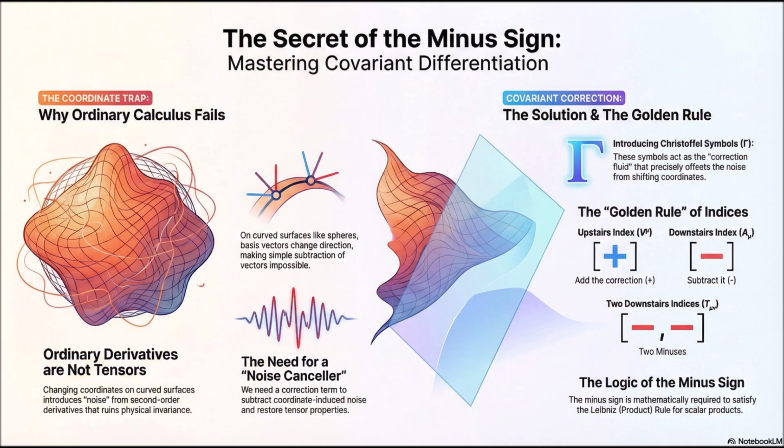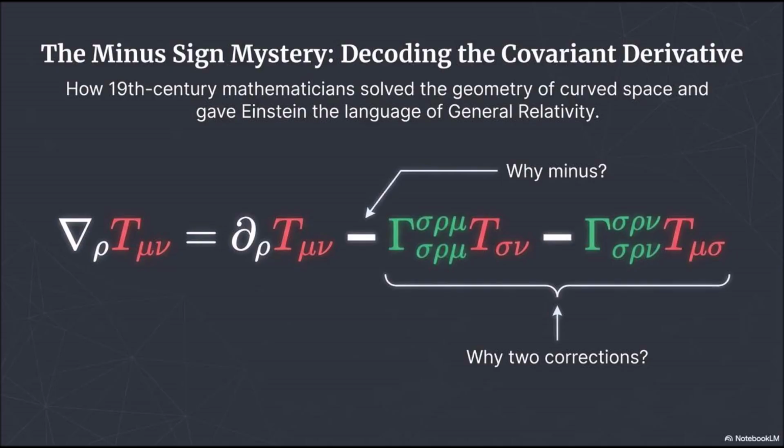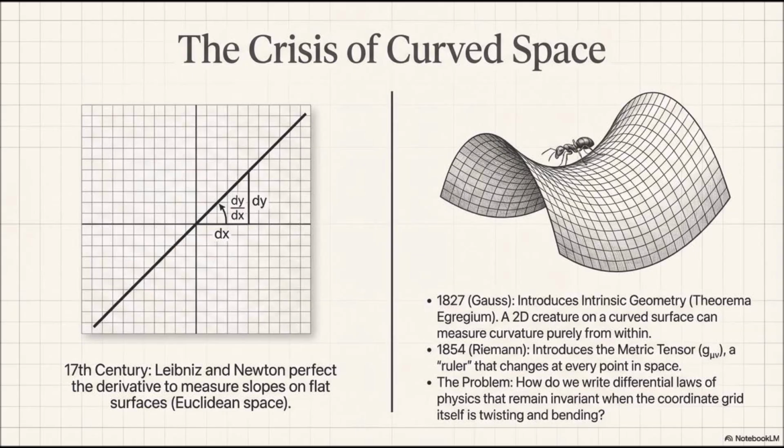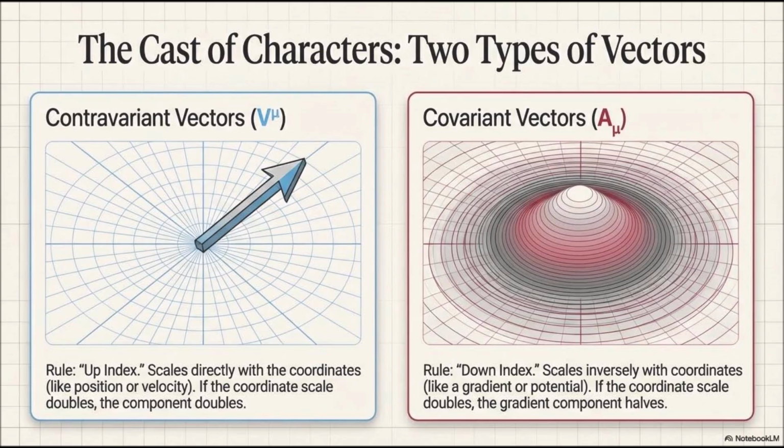Or the ant could tie a string to a post, walk out a certain distance, let's call it the radius, r, and walk in a circle and measure the circumference. Exactly. In flat space, the circumference is strictly 2 times pi times r. On a sphere, the circumference will be less than that. The geometry of the space itself betrays its curvature.